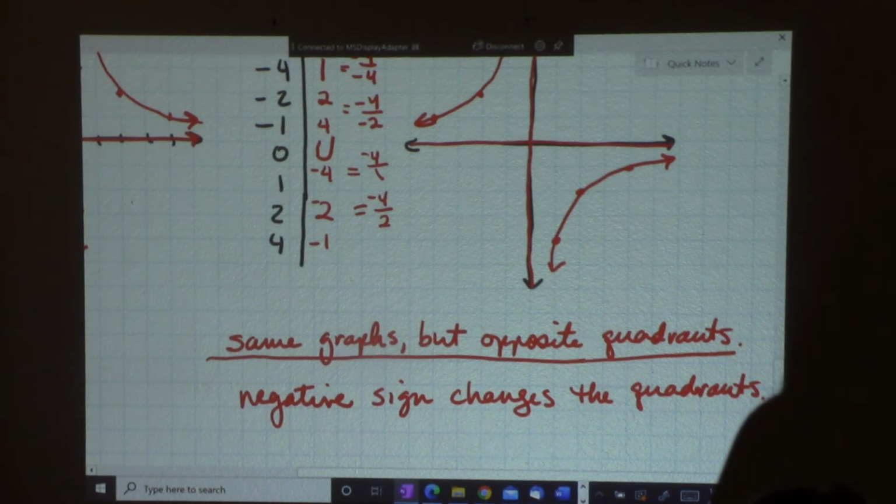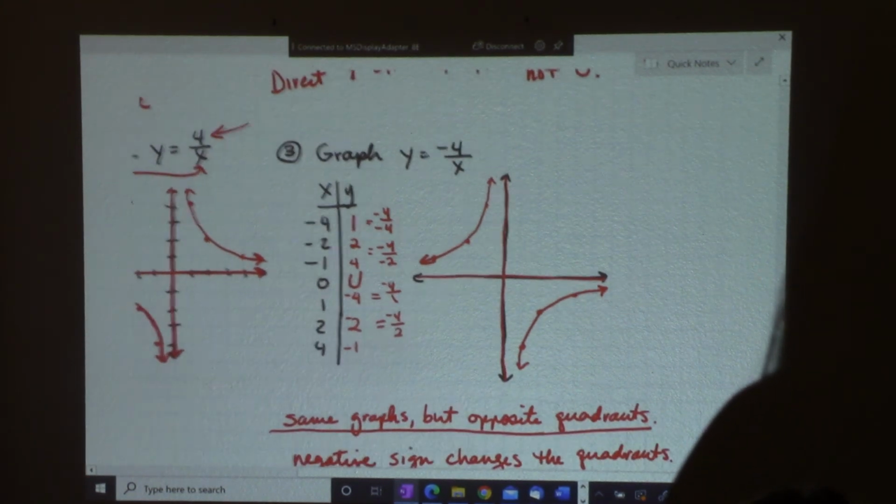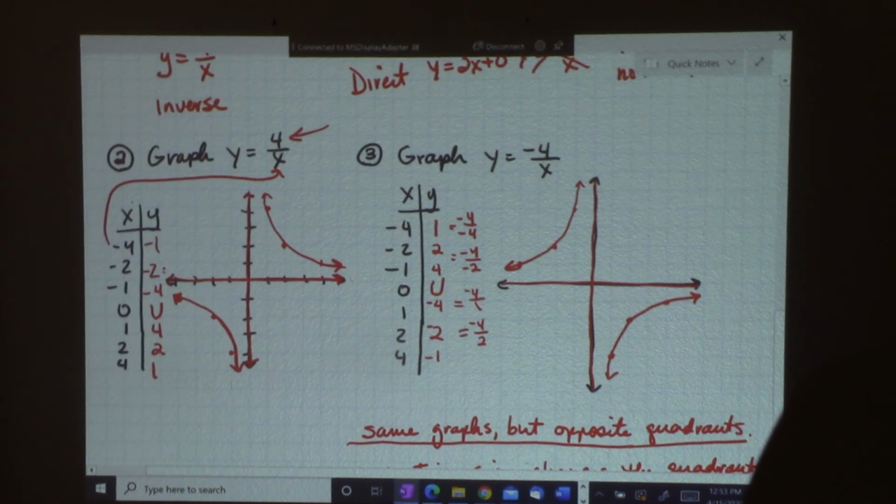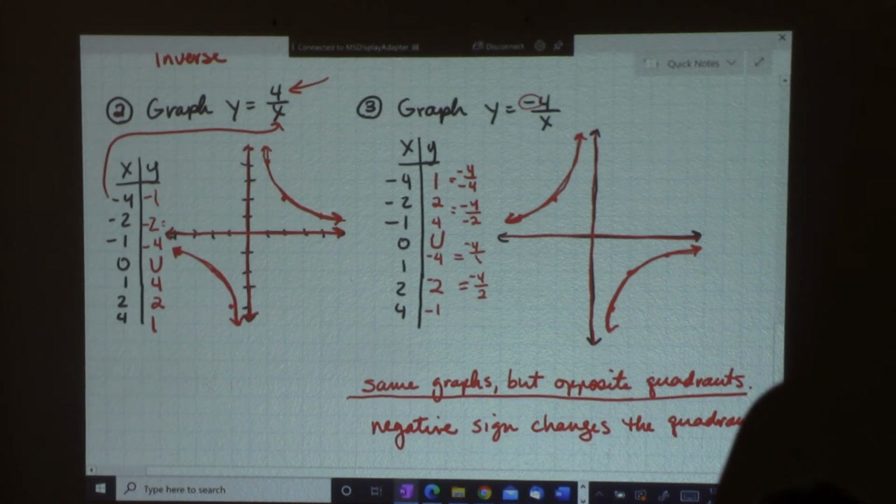Okay, so if we compare these two, I'm going to make this a little smaller. You can see that I've got my curves here and here in the first and third quadrant, and on the negative A, I have the other two, the second and the fourth quadrant. So the graphs are the same, the numbers are the same, but how they change when we change the sign is they're in opposite quadrants, okay? And that's what the negative sign does to the graph. Okay, let's go on to the next page.